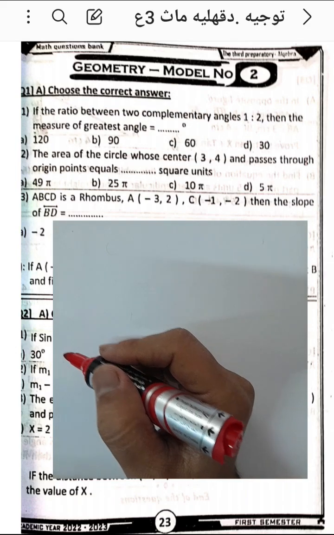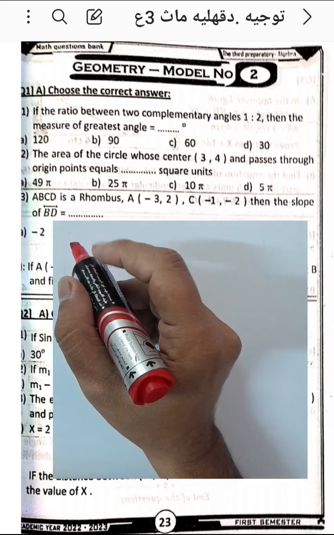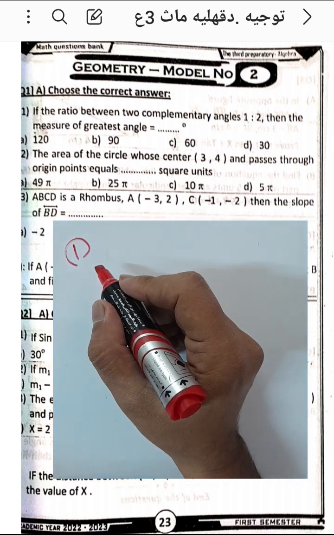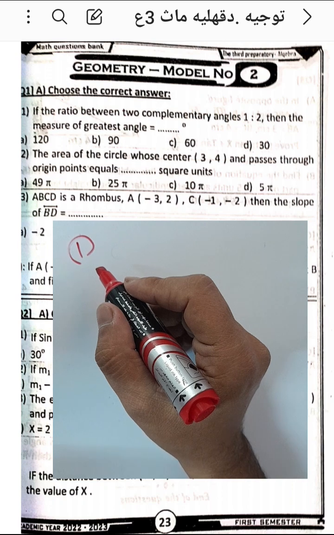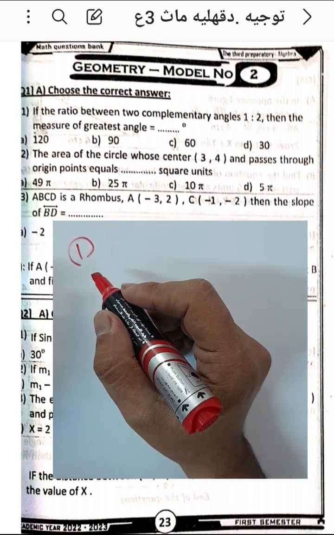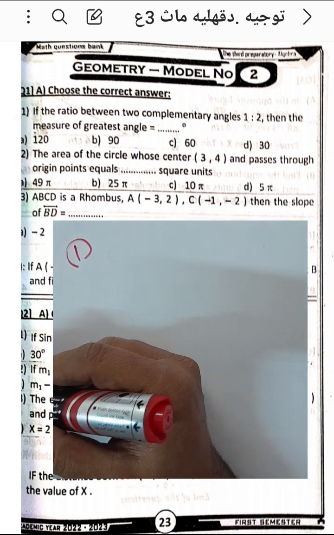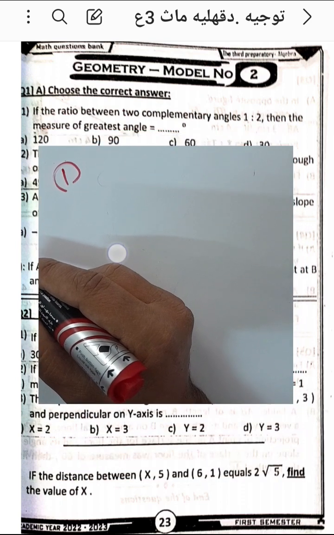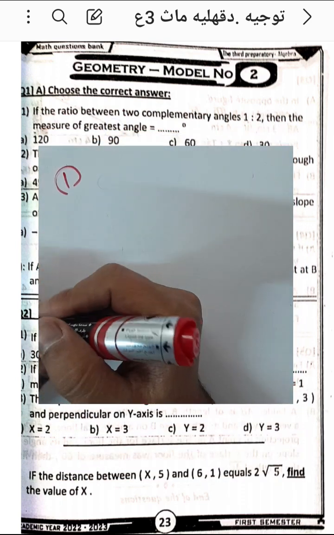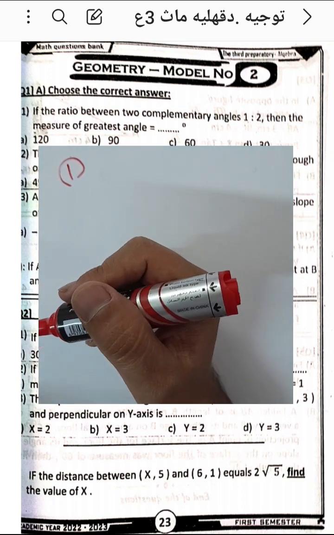Okay, look at question number 1 with me, letter A. Choose the correct answer. The ratio between two complementary angles is 1 to 2, then the measure of the greatest angle equals what? What's the meaning of complementary angles? Complementary angles means the sum of the measures of the two angles will be 90 degrees.